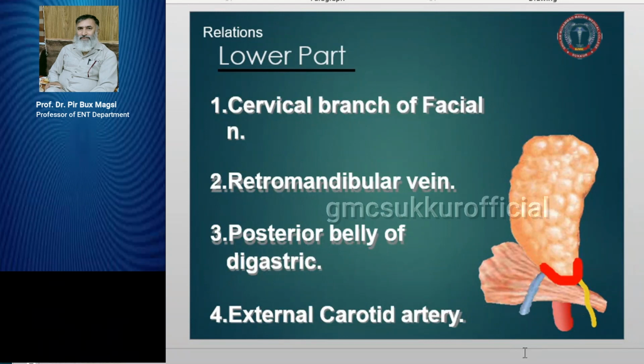Then there's the retromandibular vein, which is very important. This is the posterior belly of the digastric muscle. And then there's the external carotid artery. This one is the external carotid artery, which is very, very important. So during the parotidectomy, when you are doing surgery over the parotid gland, you have to save the external carotid artery because it's very, very important. Otherwise, there will be loss of blood.